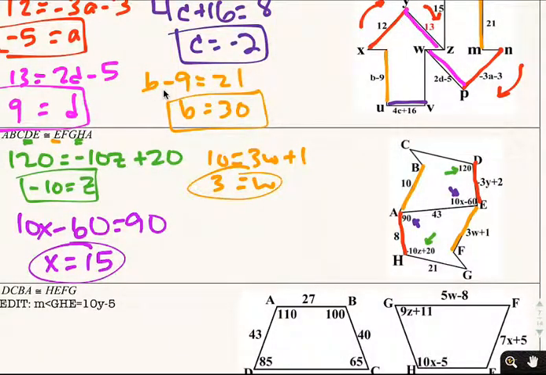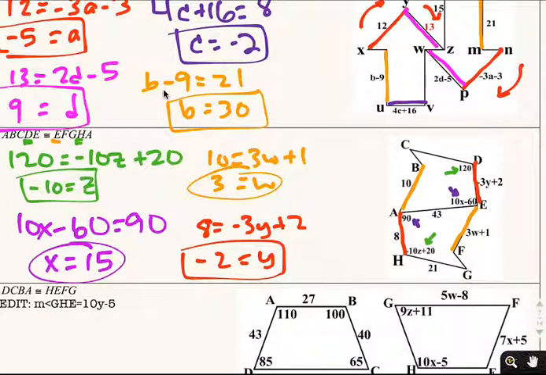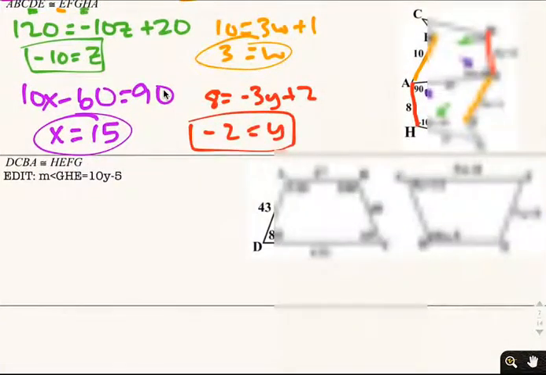And last but not least, we have 8 is the same as negative 3y plus 2, so y is going to equal negative 2. Yeah, because minus 2 makes it 6, so that way y is negative 2. All right, one last one for this set, guys.